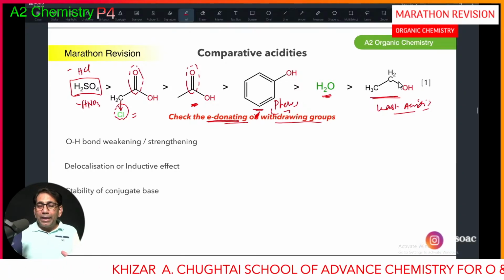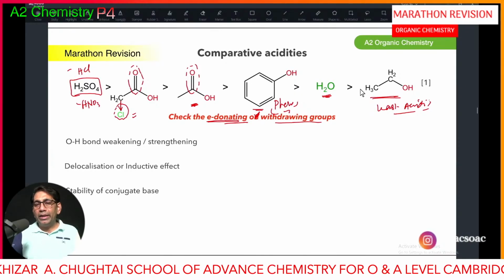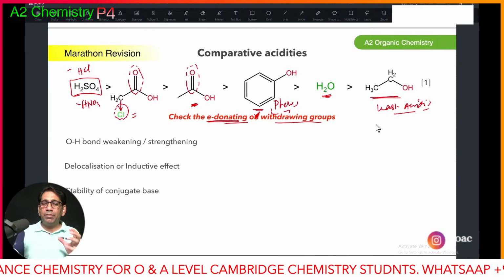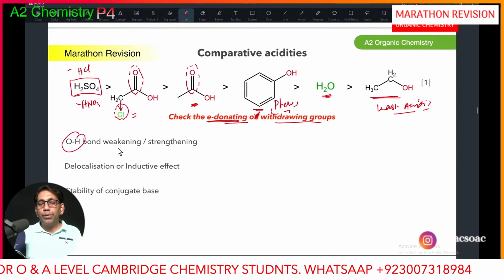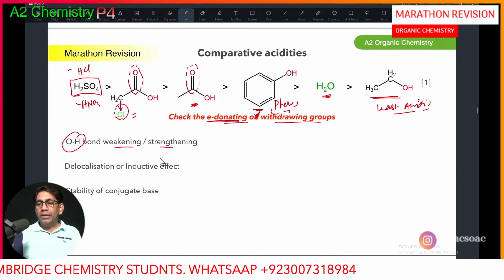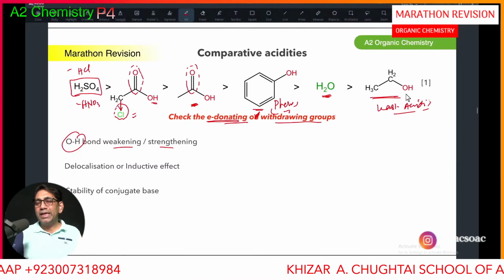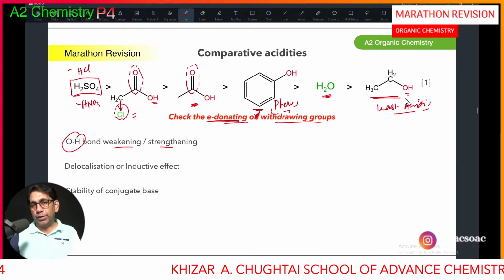So why is this so? Especially, why are these organic compounds written in this order? The basic, major theme is OH bond strength. This one has the weakest OH bond, and this one has the strongest OH bond.